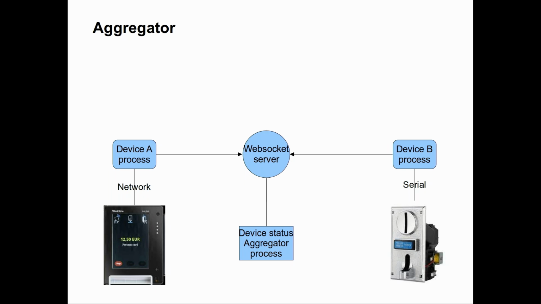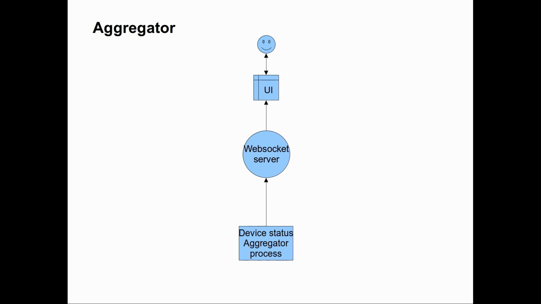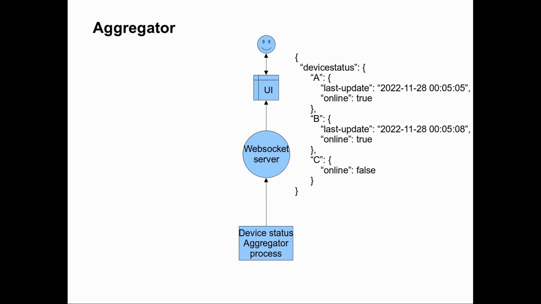Or it will just listen and check when was the last time I received "I'm available", and if it's been more than X seconds ago, it will basically update the global status of all the devices. And then it will push that. They will each publish their own status, and then the aggregator process will push over the WebSocket server. It will say, A was last updated then and is online, B was last updated then and is online, C is not online, so hide the button because it's not online anymore.